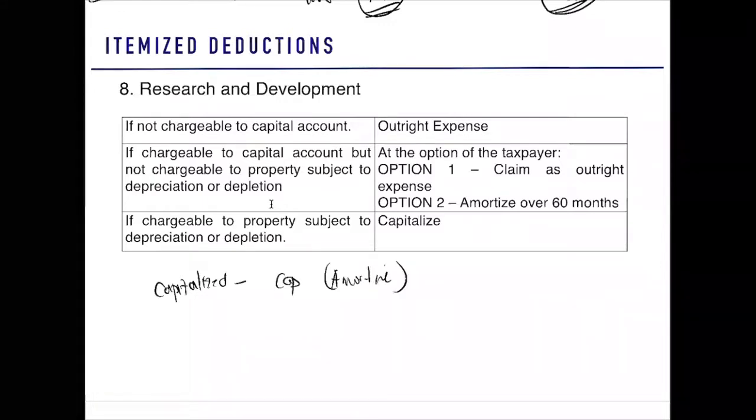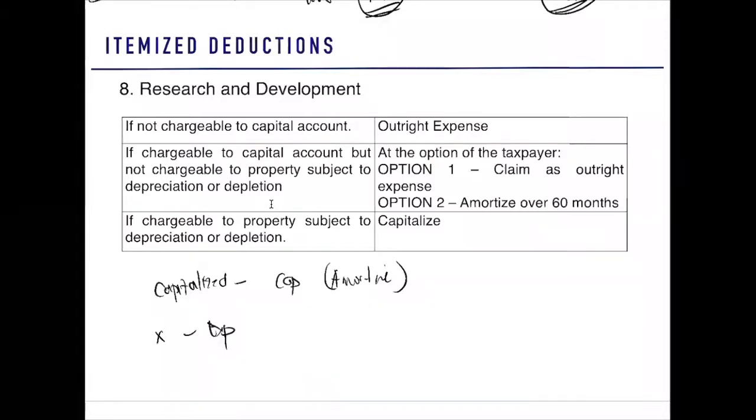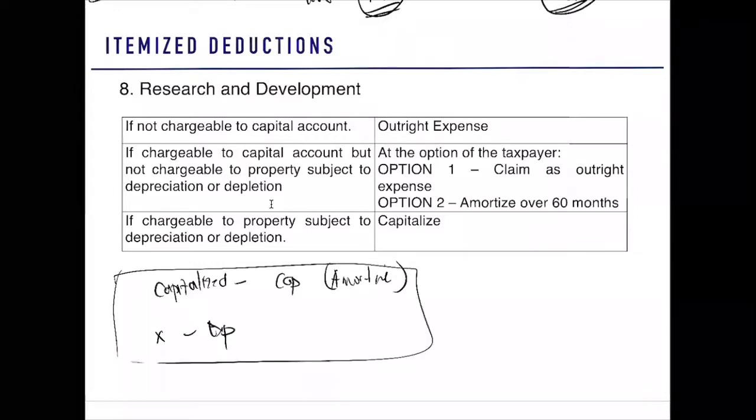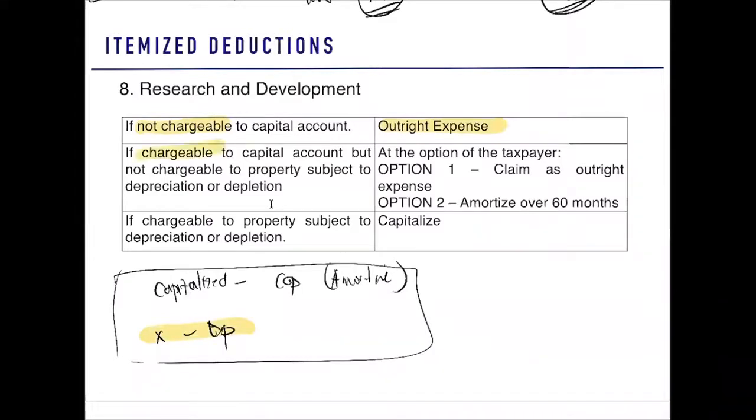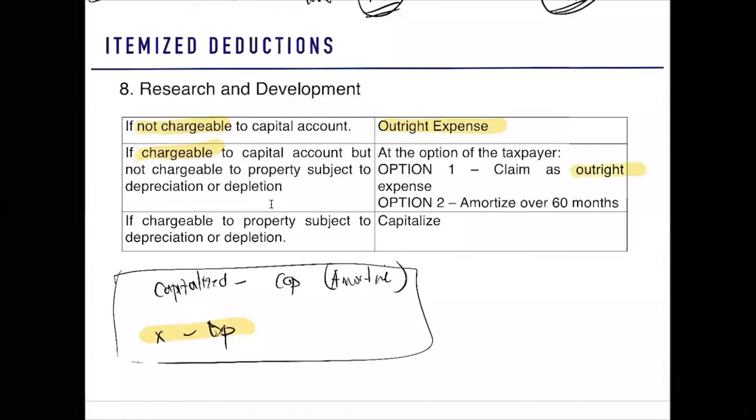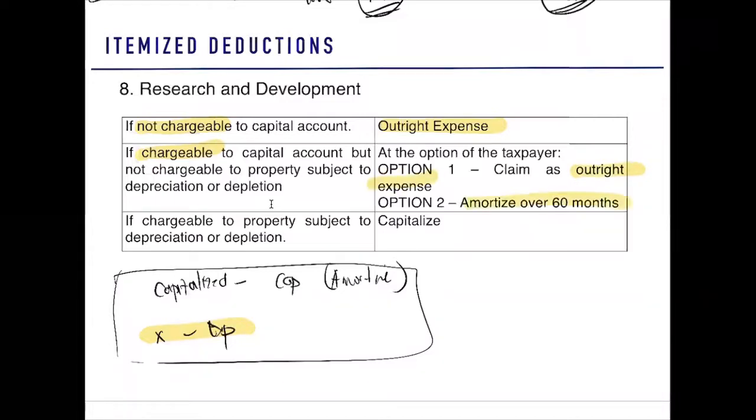Okay? But if it cannot be capitalized, then it is considered expense. Okay, so that's based on our principle. However, here, if it's not chargeable, outright expense, meaning it is not capitalized, but if it's chargeable, you have two options. You can claim it as outright expense or amortize over 60 months.